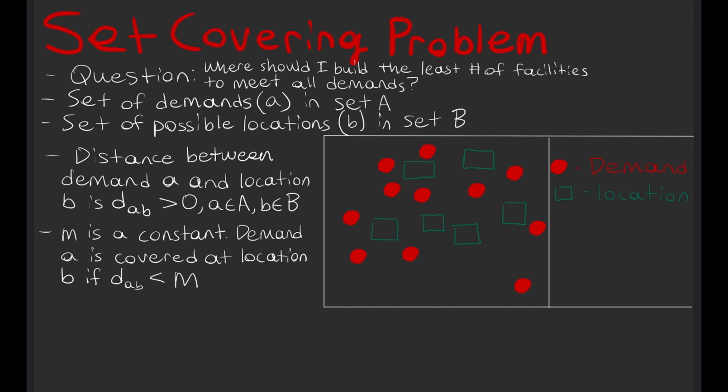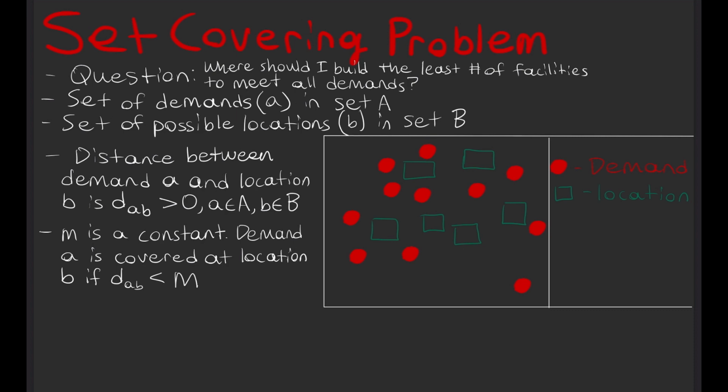The distance between demand A and location B is denoted as DAB, and it has to be greater than 0 because distance is always positive. A is an element of set A, B is an element of set B. M is a constant, the maximum amount of distance allowed between a location and a demand. So demand A is covered at location B if DAB is less than M.